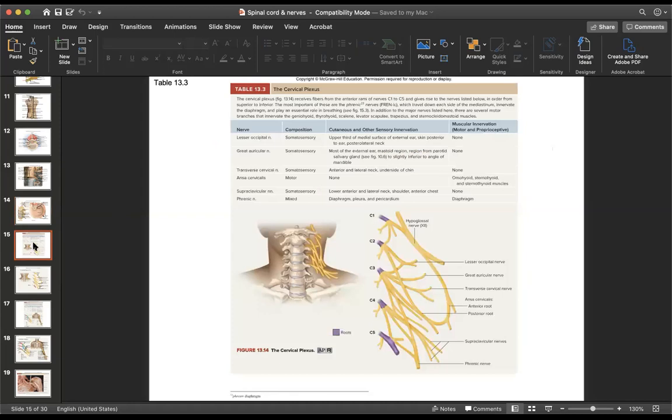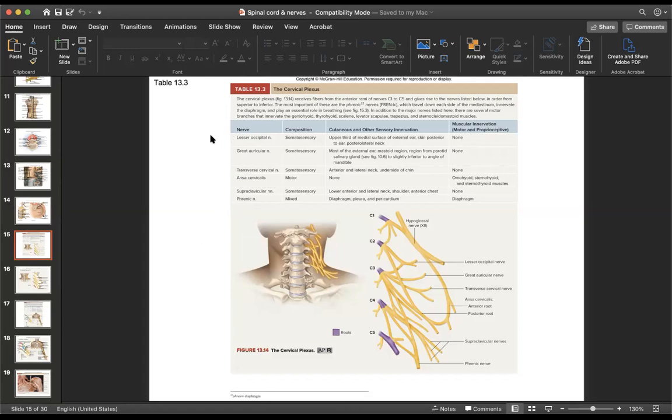With the plexi, the thing I want you to know are the spinal cord nerve levels, for example C1 to C5 for the cervical plexus. The other thing I might ask you is about a nerve that goes in this plexus. I would give you the nerve name, and you tell me the plexus that it goes into. And a lot of these nerves, if you just look at the names of them, they'll tell you something about it.